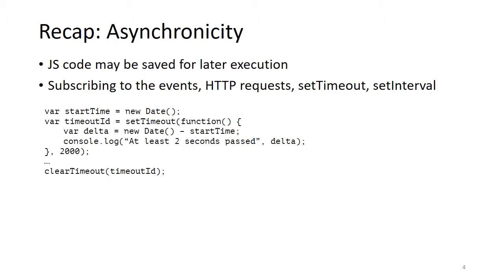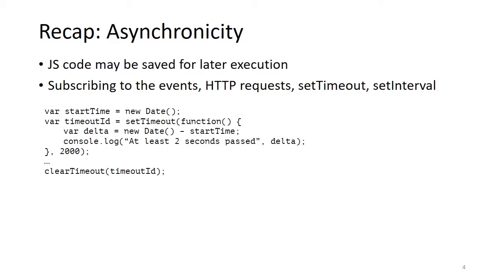Then I create a timeout, and to this timeout I pass a function that will get the new time and calculate the difference between the new time and the saved old time, and save it in a variable delta, and then log this variable. And I say that this function should be executed after 2 seconds or 2,000 milliseconds.